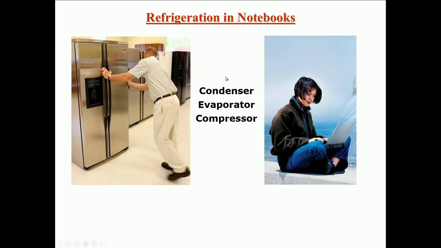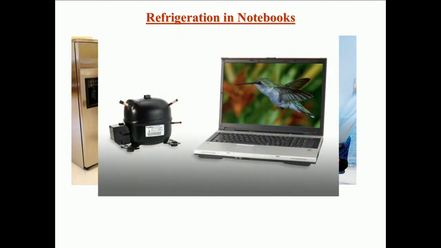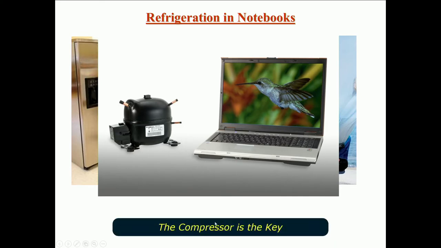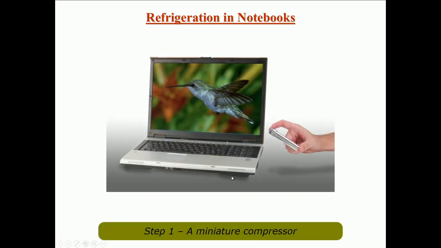There is a condenser, there is an evaporator which are primarily heat exchangers, and you have a compressor, and you have also an expansion device which is okay, which is not a big problem. But finally, the bottleneck is how do I get this compressor into here. Okay. So, this is the key, heat exchangers is possible. So, this is where a miniature compressor, this is Embraco, Intel worked with Embraco for several years to develop this. This is a compressor that is slightly bigger than a AA battery.